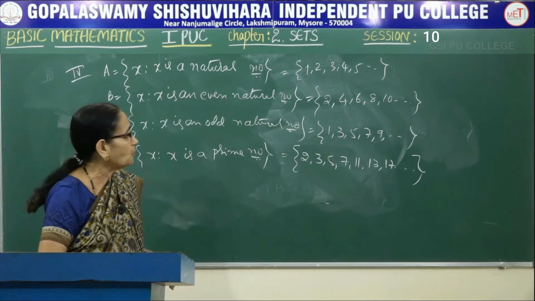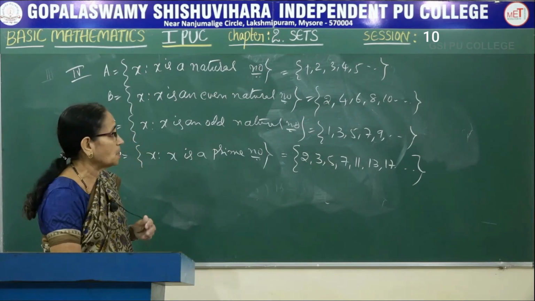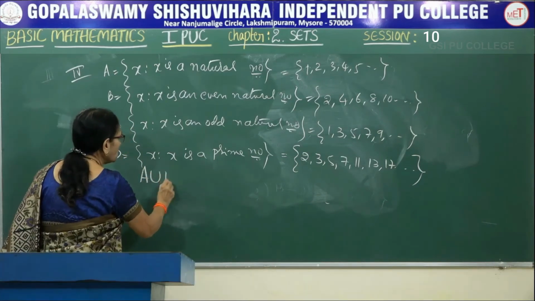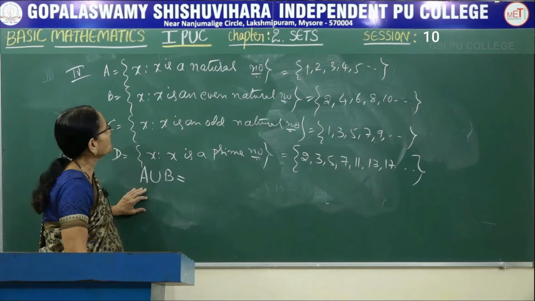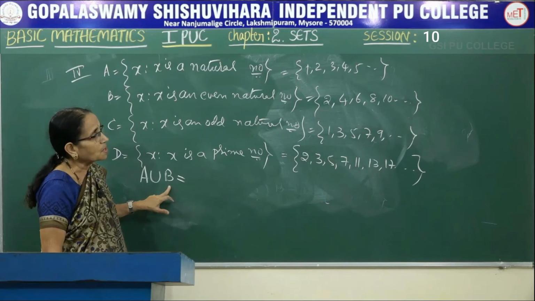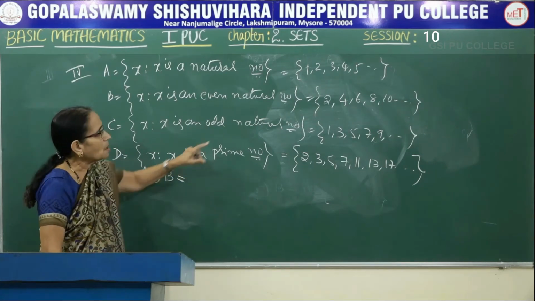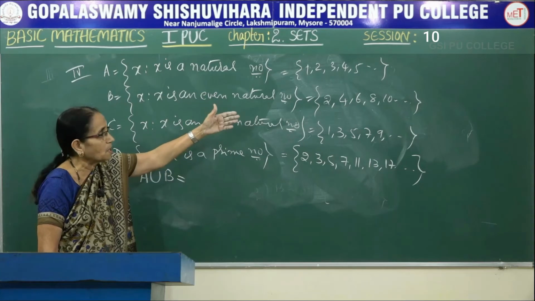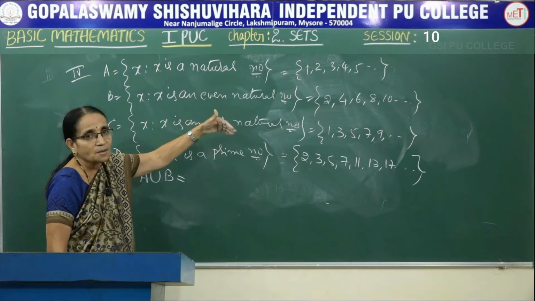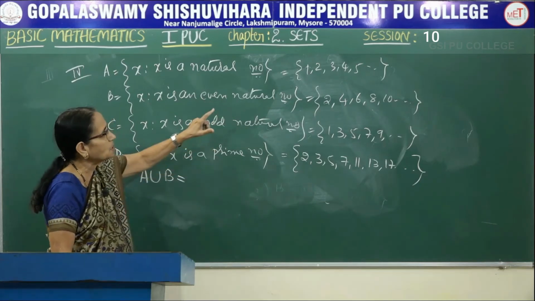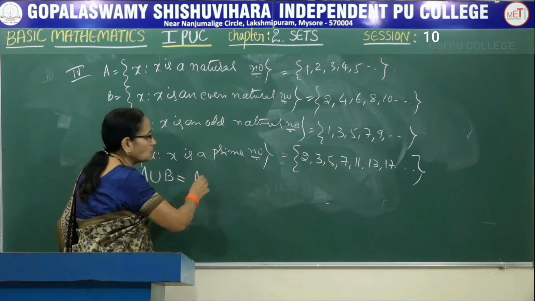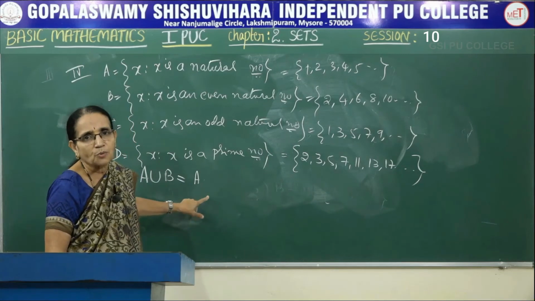So we are supposed to find some particular sets here. First one is A union B. Look at the sets here. A is the natural numbers, 1, 2, 3, 4, 5. B is a set containing only the even numbers, and all the even numbers are natural numbers. That means B is a subset of A. That means A union B contains all the numbers 1, 2, 3, 4, 5. So directly you can write A union B equals A, or you can write the elements 1, 2, 3, 4, 5, etc.